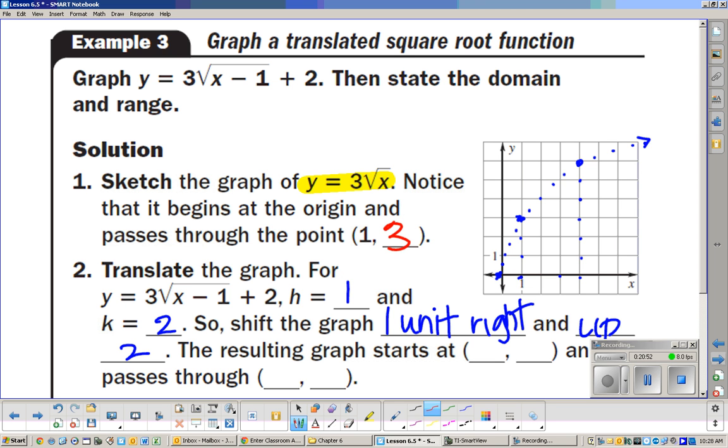Because if I go put a 1 in here, I get 3. So I'm just substituting to get that first one. Okay, so now we have our new graph that we're supposed to shift 1 unit to the right and 2 units up. So let's do that.